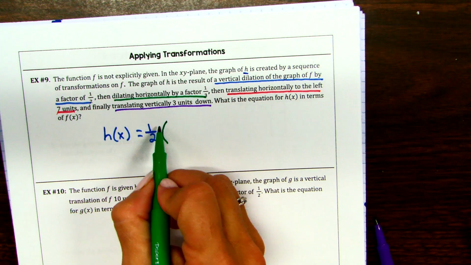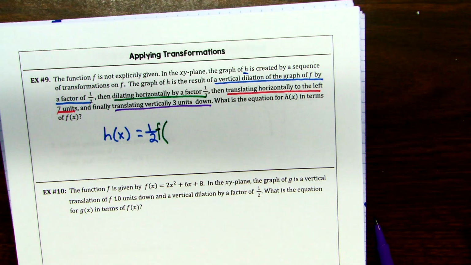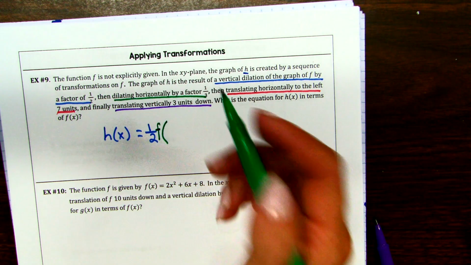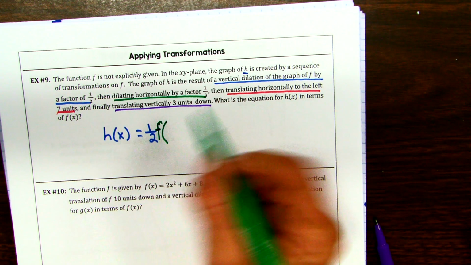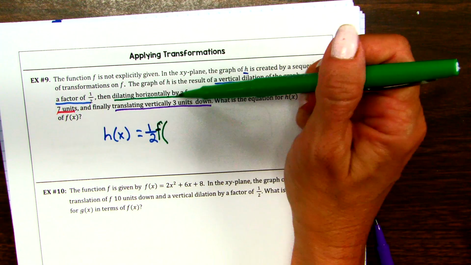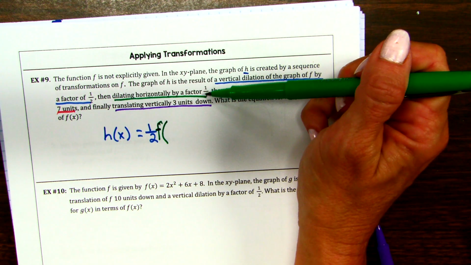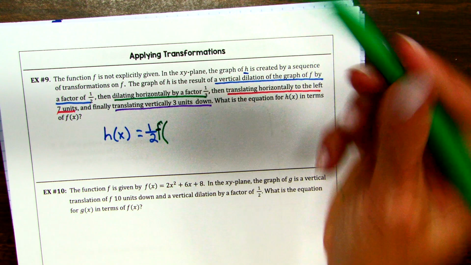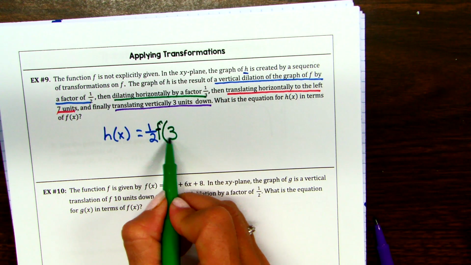Oops, I forgot the f. Sorry. Slip that f in there, because we're doing this to the f function. Dilating horizontally by the factor of 1/3. We know it's in parentheses, but instead of 1/3, we put 3.